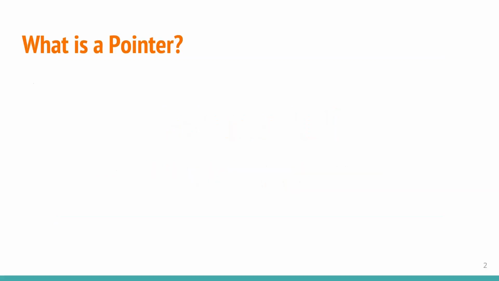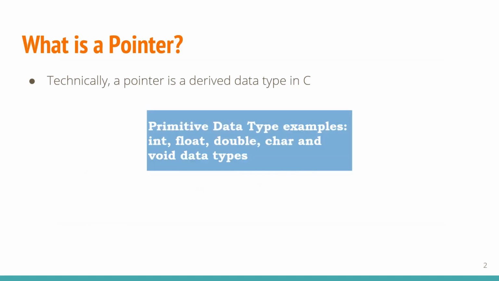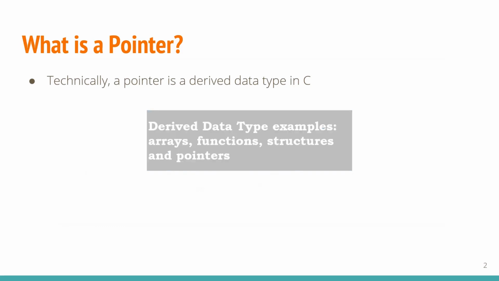What is a pointer? Technically, a pointer is a derived data type in C. As we have seen earlier in the previous videos, in C, a data type can be classified into three categories: primitive data type, derived data type, and user-defined data type. Examples of primitive data types include int, float, double, char, and void. Examples of derived data types are arrays, functions, structures, and pointers.